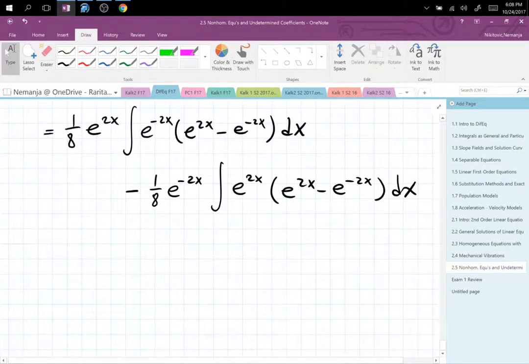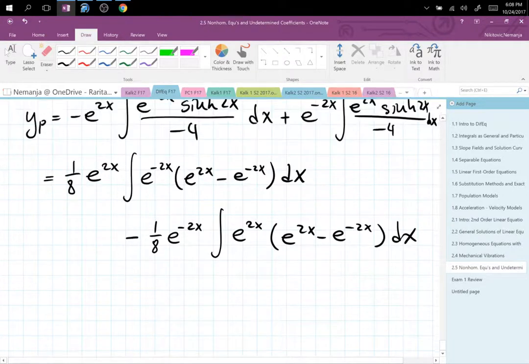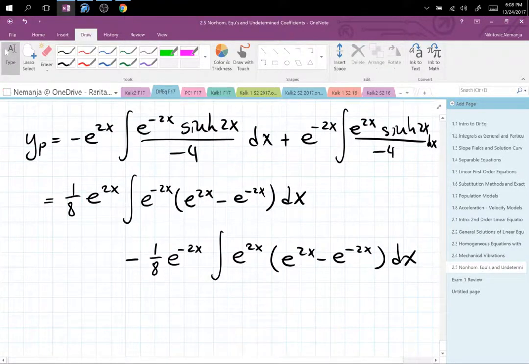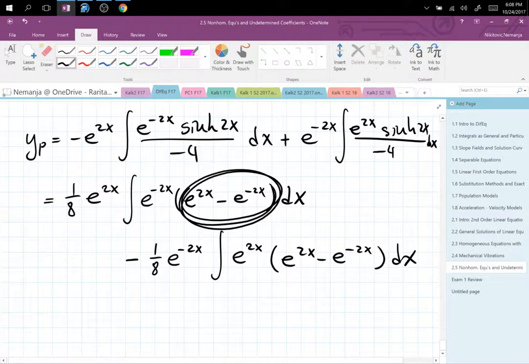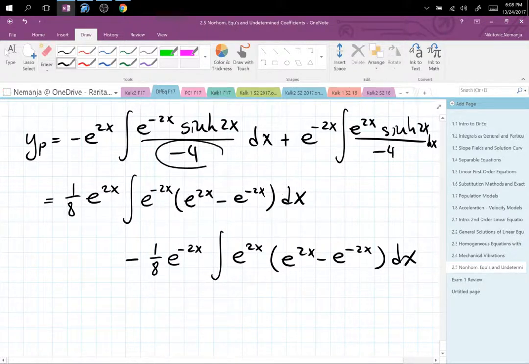So sine hyperbolic x is this thing divided by 2. So 2 times negative 4 is negative 8, and then this negative is positive 1 over 8. Same thing happens for the other one, except the negative survives and changes this plus into a minus.